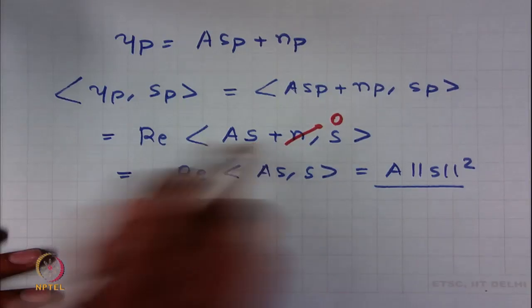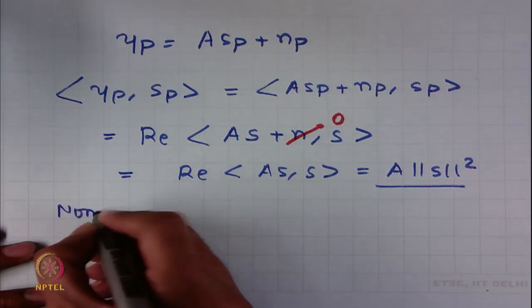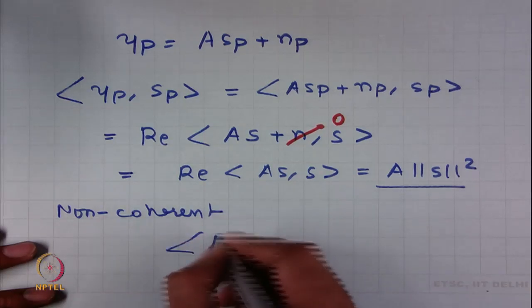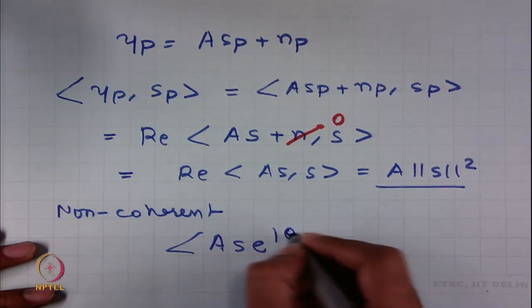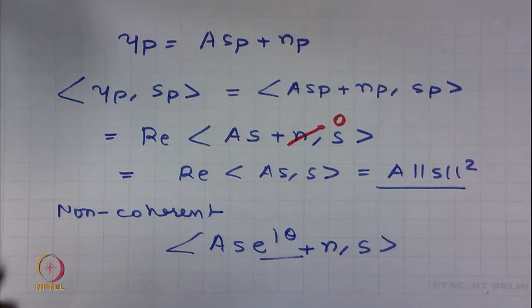Now, let us see what happens if I have a non-coherent receiver instead of a coherent receiver. What would change? Instead of having A S in a non-coherent receiver, what we would have is A S e to the power j theta plus N. Why do we have this e to the power j theta?